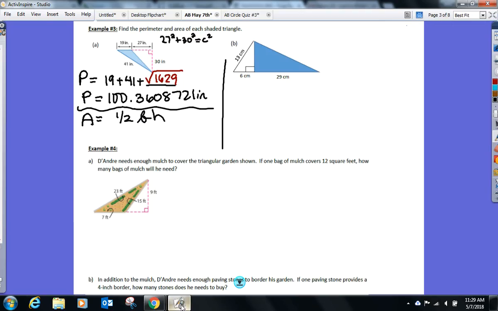3, go ahead, height and base. 30, that's the perpendicular segment down, nice job. And be careful here, Sean. What base in the shaded triangle is it drawn to? 19. 27 is not part of the shaded triangle. Nice job. And we're left with 285 square inches. Questions?